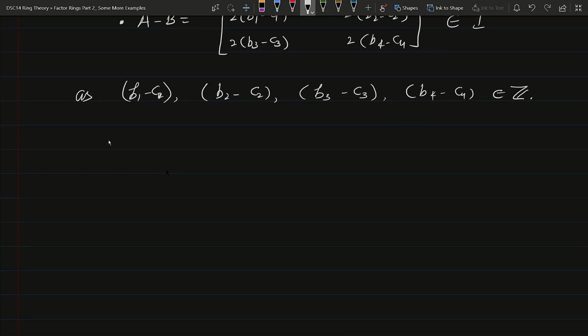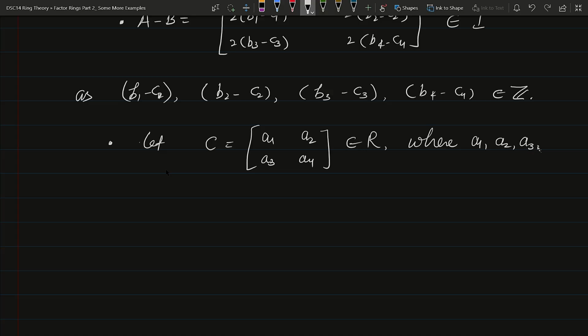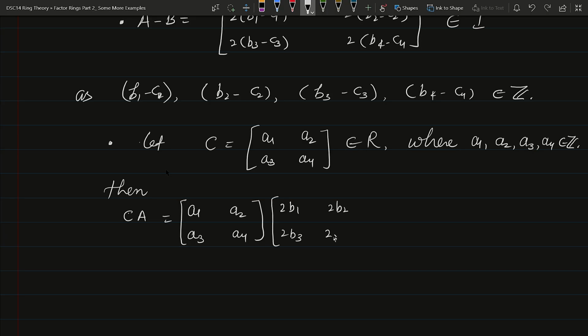So this is the first condition. Now the second one: we are taking any element from the parent ring. So let C equal the matrix a1, a2, a3, a4 belong to R, where a1, a2, a3 and a4 are all in the set of integers. Then what about their product? Let me write CA, that is the matrix a1, a2, a3, a4 multiplied by the matrix 2b1, 2b2, 2b3, 2b4.